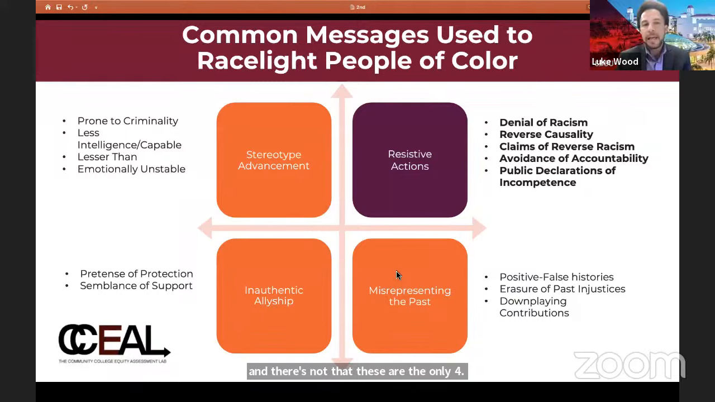We wanted to just give a quick overview of one of them, and that is resistive actions. Resistive actions is a type of message that is oftentimes used to racelight Black, Indigenous, and people of color, essentially actions that are meant to defend the perpetrator against personal racism or one's own role in racism. And so there are different ways in which we see these messages playing out.